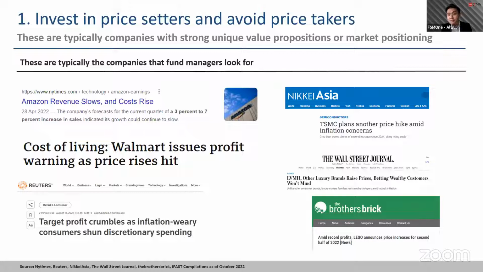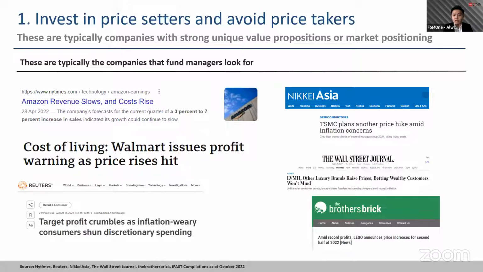For example, TSMC raised the prices of its semiconductors by a few percentage points back in May. Even so, in its third quarter earnings, it recorded a huge profit surge of 80%, the fastest growing pace since 2 years ago. So it shows that despite raising my price, demand is still there. There's still high demand for my product.